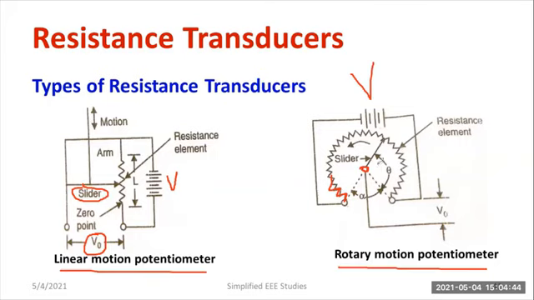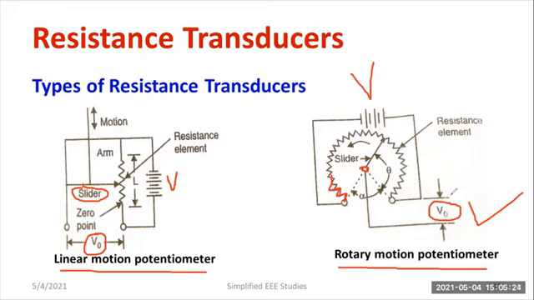Now you can observe that the moving object will be directly connected to the slider. The slider will perform the circular motion. Whenever the moving object is performing the motion, the slider is also going to rotate. So with respect to the rotation of the slider, you will get the output voltage. Whenever the slider position changes, the resistance is getting varied. That resistance will be directly proportional to the change in voltage. So you can measure the changes in the slider in terms of voltage.